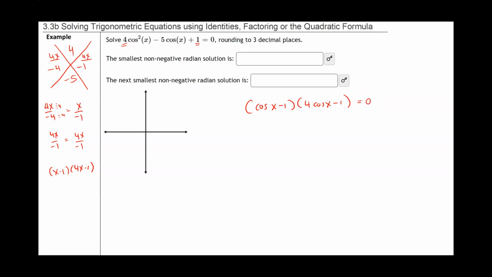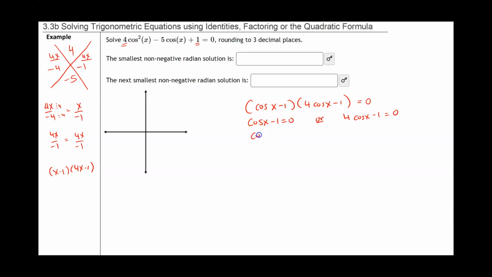Now, the zero product property tells us that if two terms multiply to 0, then either the first one or the second one or they both have to be 0. Otherwise, there's no way for two terms to multiply to 0 unless at least one of them is equal to 0. So according to the zero product property, we're going to say cosine of x minus 1 equals 0, or 4 times cosine of x minus 1 equals 0. Each of these parentheses is equal to 0 according to the zero product property.